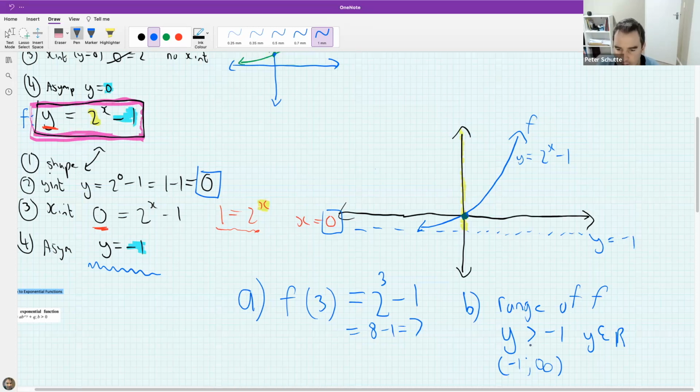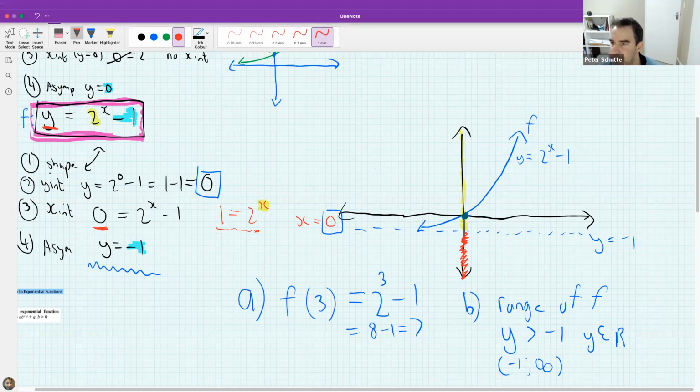You may not have this thing here. It may not be equal to -1 because the asymptote may not even be touched. If you say y is any real number, but it cannot be equal to -1, that doesn't work. Why? Because you cannot have y values over here. These are not allowed because the exponential function won't get there.